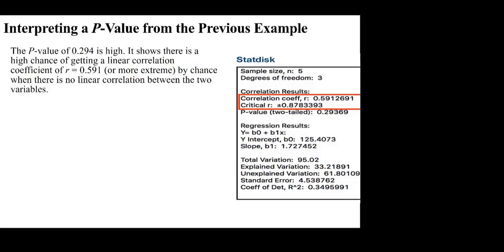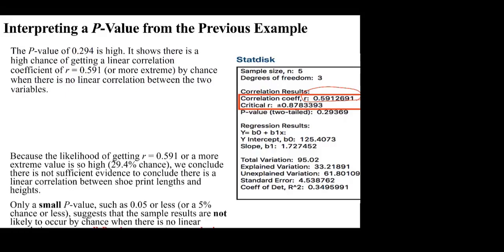The p-value of 0.294 is high. It shows that there is a high chance of getting a linear correlation. In this case, the linear correlation is this number from the technology, 0.591, by chance, when there is no linear correlation between the two.